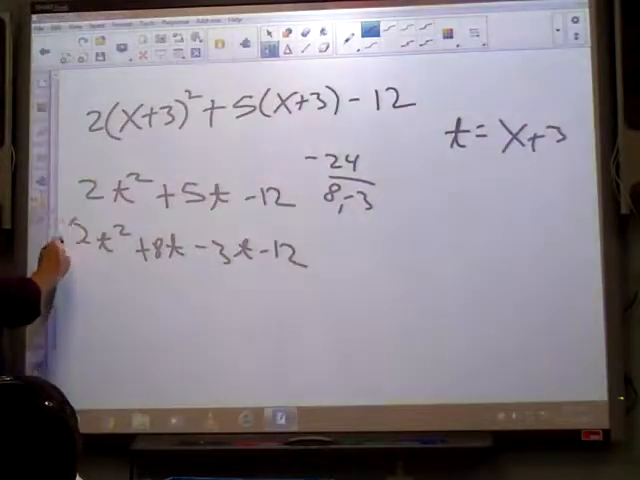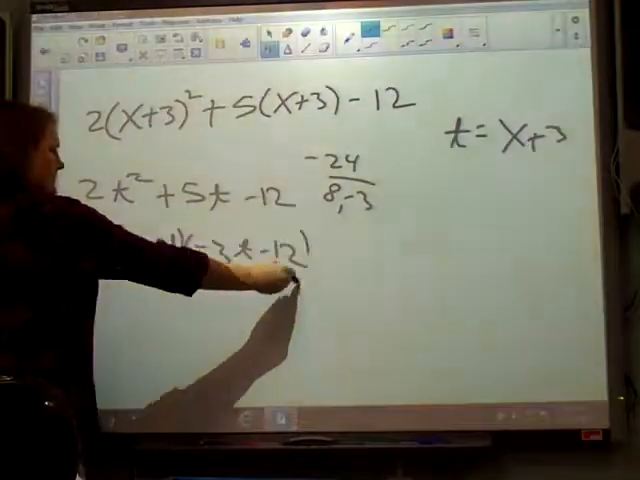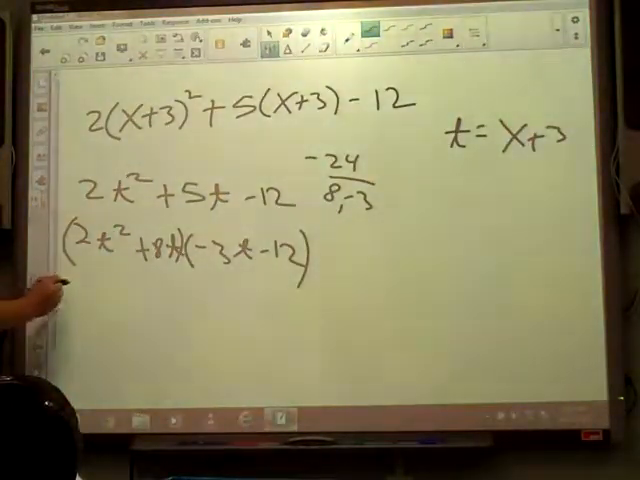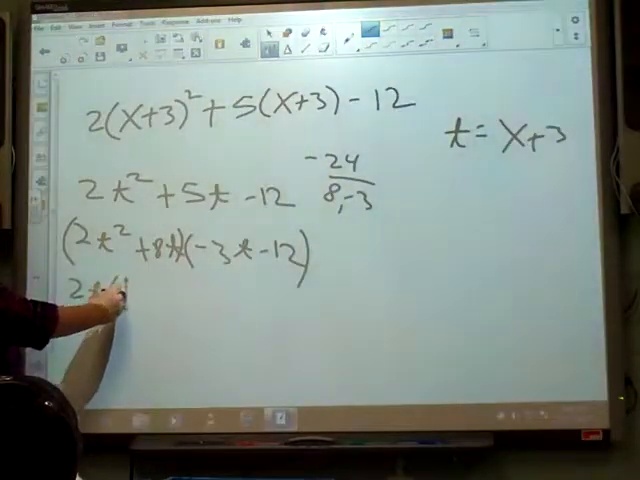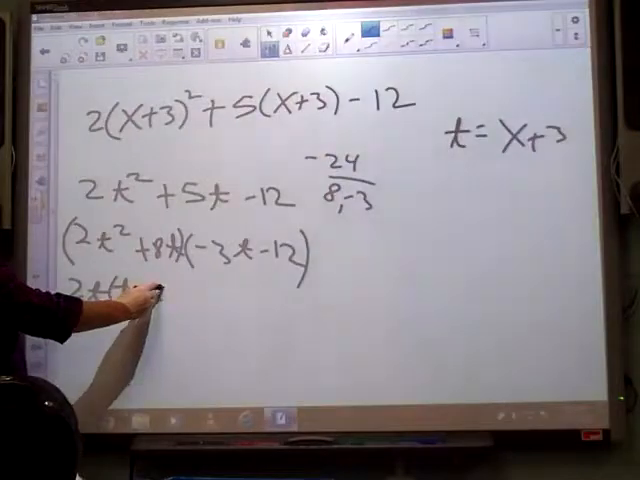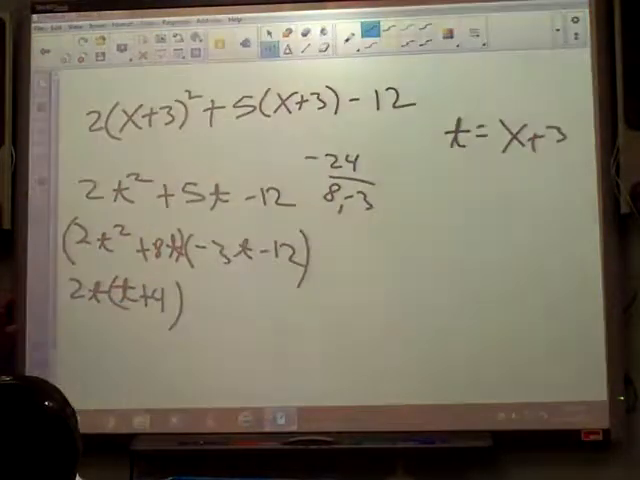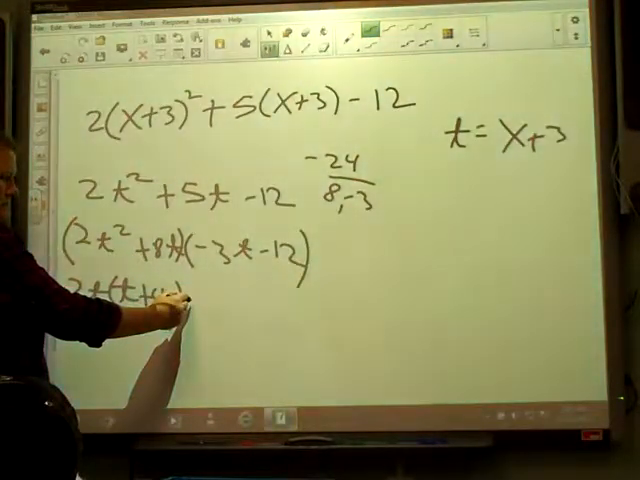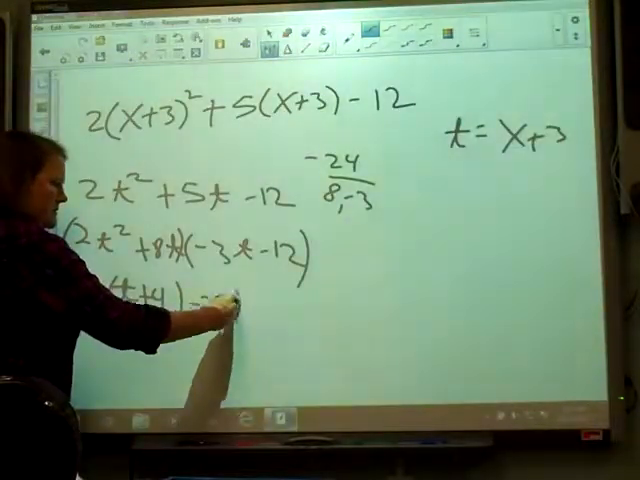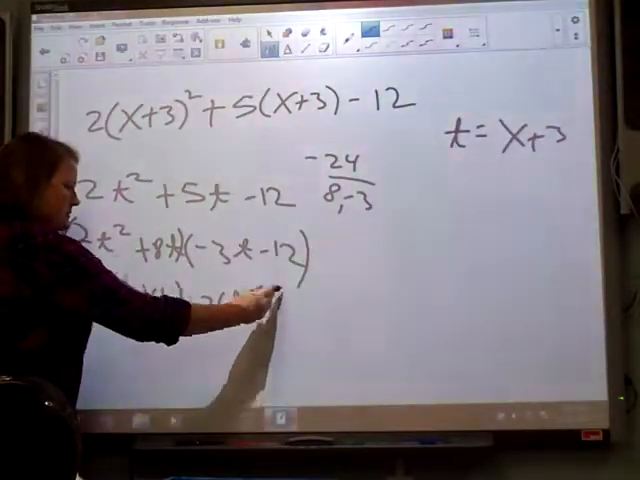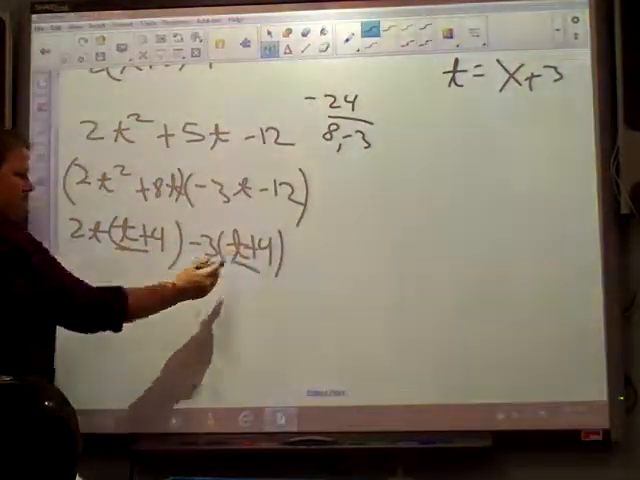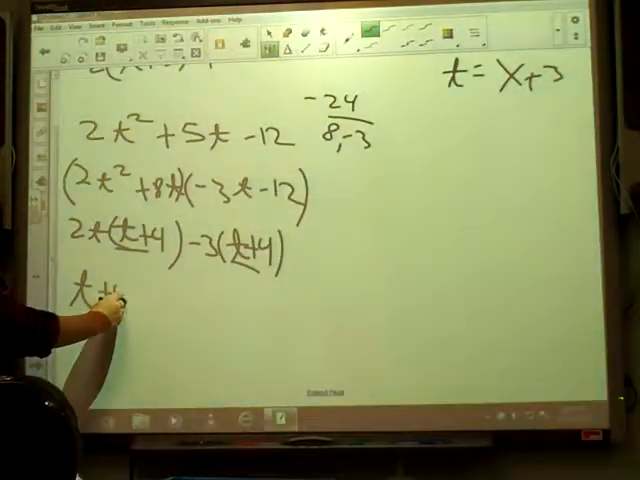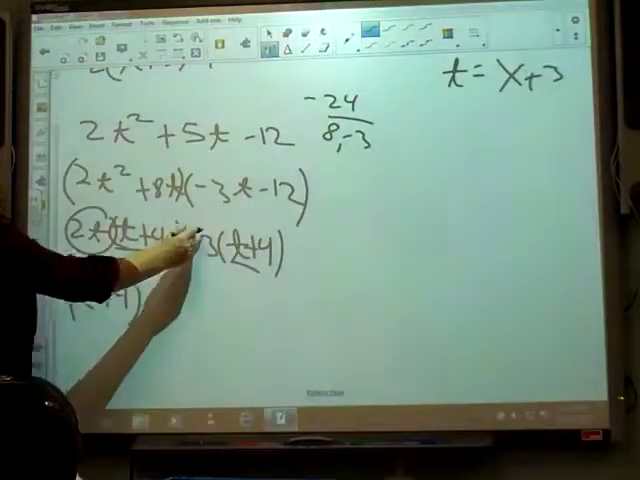Okay, so we're grouping here. GCF of this group is 2t, leaves us with t plus 4. Okay, GCF of the second group, negative 3, leaves t plus 4. Good. Alright, so nothing's new. We got t plus 4 twice, and then 2t minus 3.